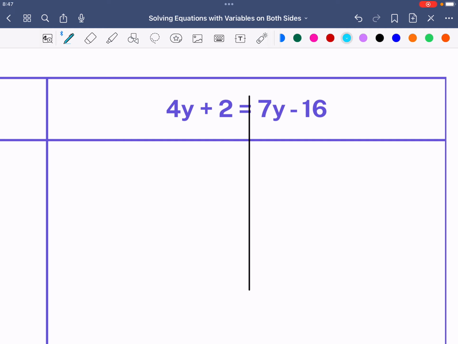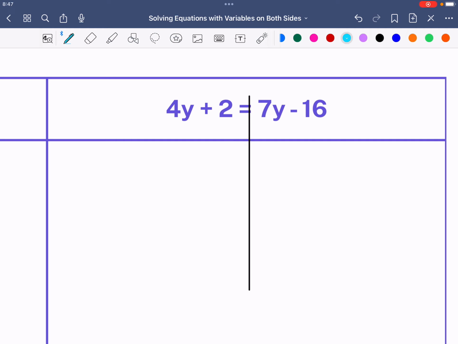It just adds an extra piece. It's okay if you just always want to move your variables to the left, that's fine. But I like to just move the smaller one. That's my process. So opposite of positive 4y to move it is negative or minus 4y on both sides.